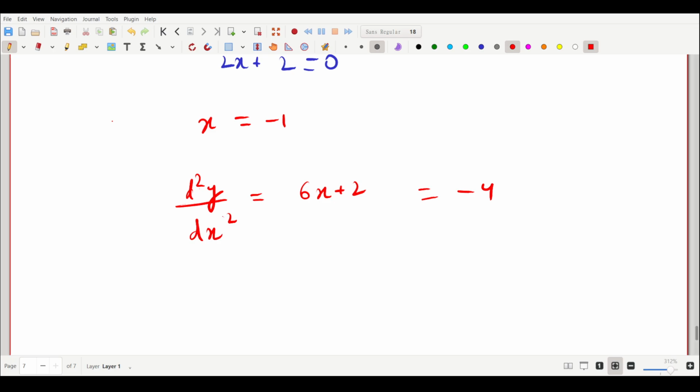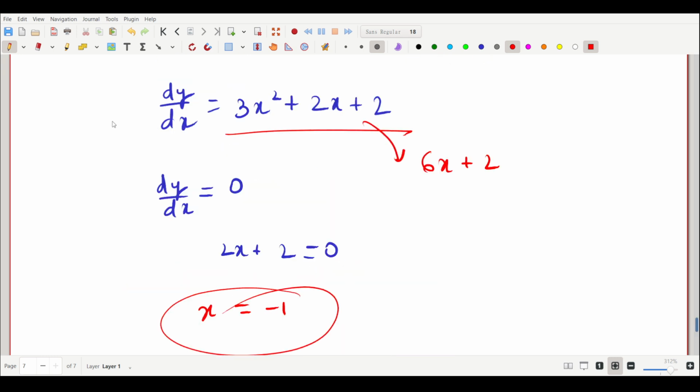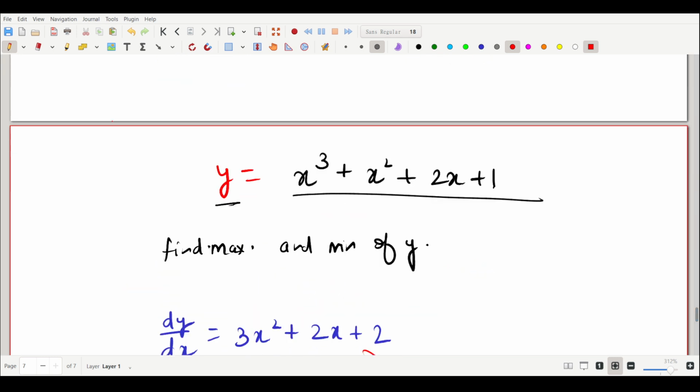The value of the double derivative is coming out to be negative this time. Negative value means maximum. That means if you put x equals -1 in the question, the value of y will be maximum. Let's try this. When you put -1 here, -1 cube is -1, plus -1 square is +1, plus 2 times -1 is -2, plus 1. They cancel out and the final value is -1. So -1 is the maximum possible value of y. This is how we do this kind of question.